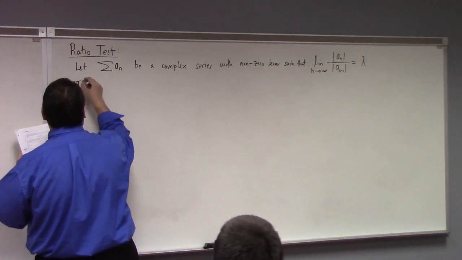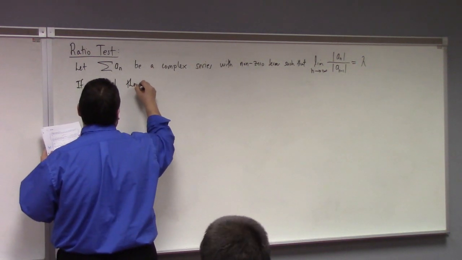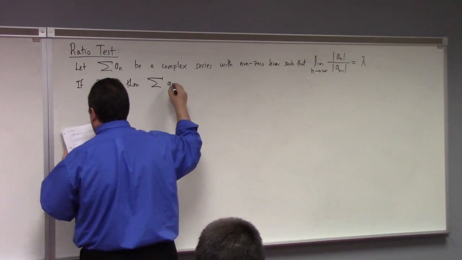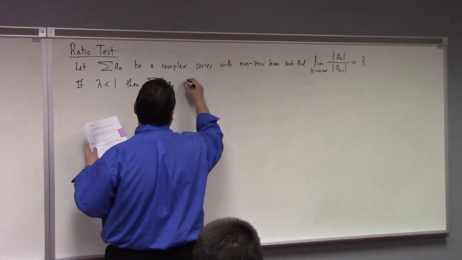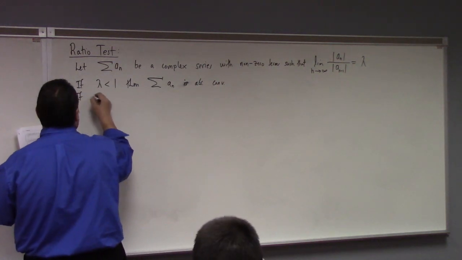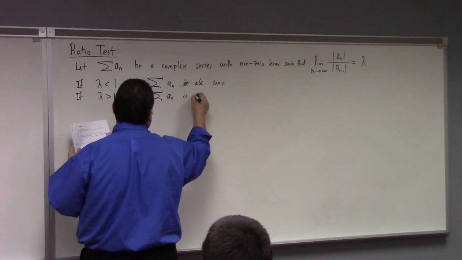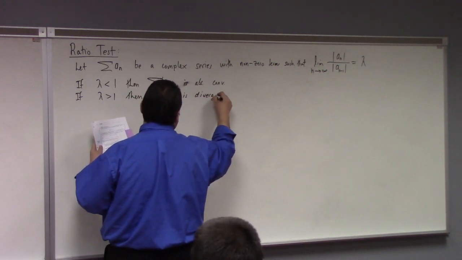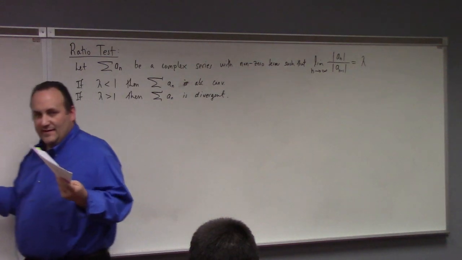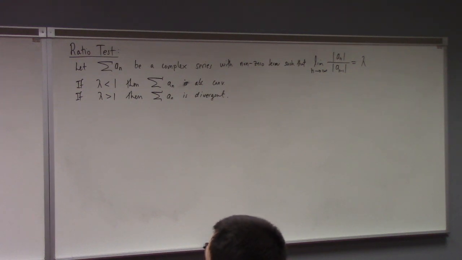Then here's the deal. If lambda is less than 1, then the series a_n is absolutely convergent. And if lambda is greater than 1, then the series is divergent. What does it mean to say the series is divergent? I guess I didn't say that yet, but you should understand it's not convergent. Right. I'm always scared to say things don't exist when we're talking about them.